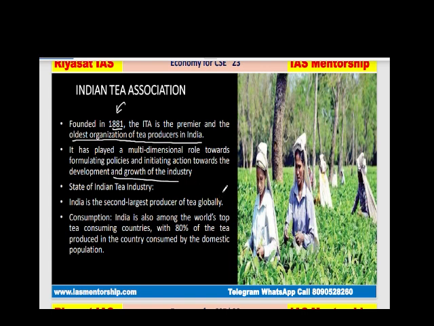Now let us understand the status of India. India is the second largest tea producer globally. Now which is the first one? China, Russia, US, which one? This is your assignment. You need to comment in the comment section once the session gets over on which is the largest producer of tea. And if we talk about consumption, India is also among the world's top tea consuming countries, with 80% of the tea produced being consumed by the domestic population itself. No doubt, brother, who can live without tea? Even if there is nothing else, it will do, but tea is a needed one. Right? Fine.